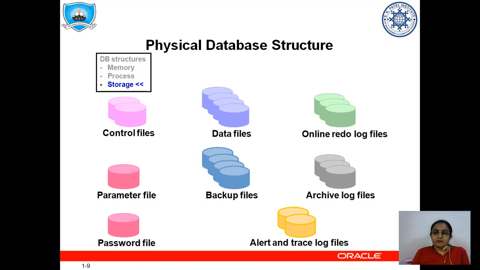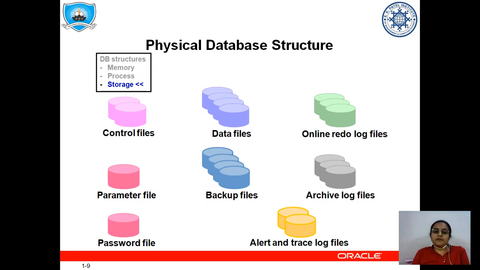Now we are at the third structural component of the database, that is storage. Storage component means what physically exists. All these components physically exist on the hard disk: control files, data files, online redo log files, parameter file, backup files, archive log file, password file, alert and trace log files.